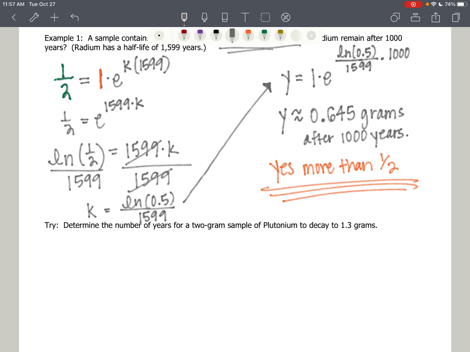Okay, let's see if you can try the next one. It says determine the number of years for a 2-gram sample to decay to 1.3 grams. The half-life, important for you to know, for plutonium is 24,100 years.